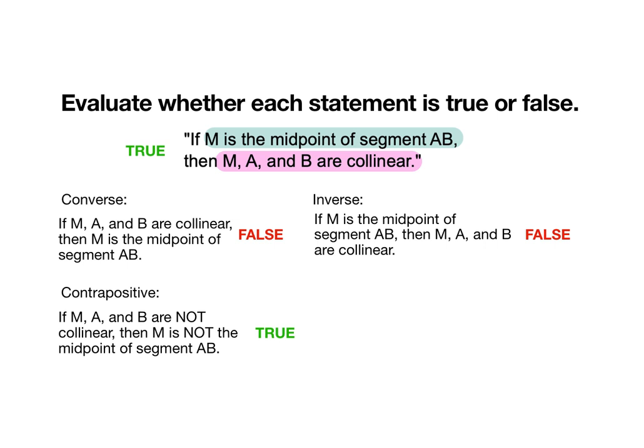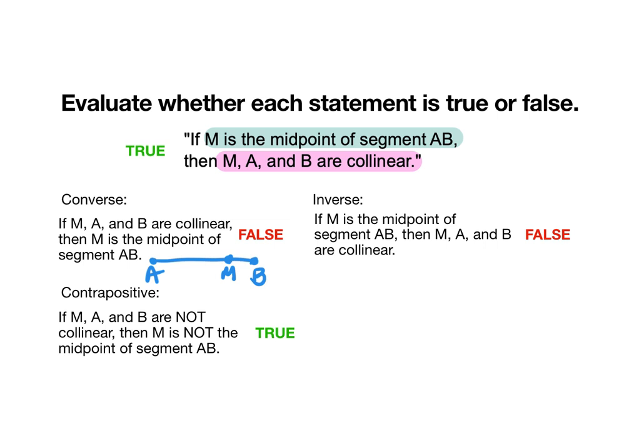Now, it's always nice to give a counterexample, but in this case, the counterexample is easier shown as a picture. So I can draw M, A, and B so that M is not the midpoint, and that is my counterexample. I only need to find one counterexample.